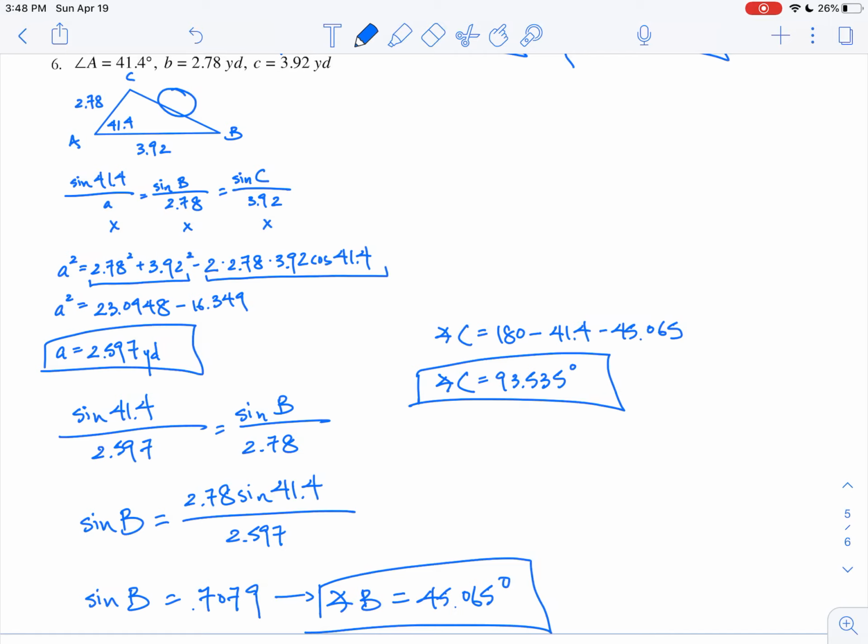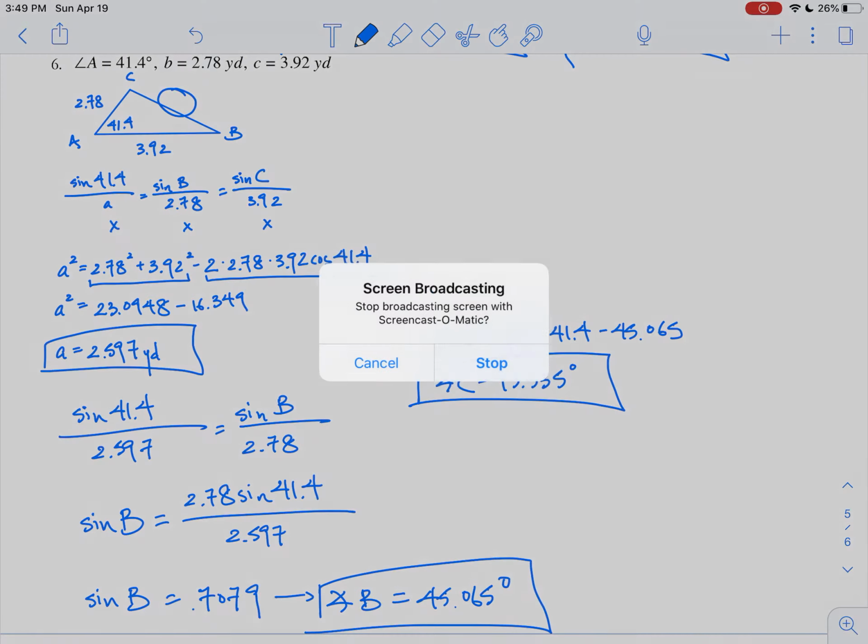All right, so we're going to stop it here for this part of the video. Come on back where we're going to take a look at those really neat area formulas where you can find area without knowing any angles in the triangle or even just knowing one angle in the triangle. Okay, see you there.